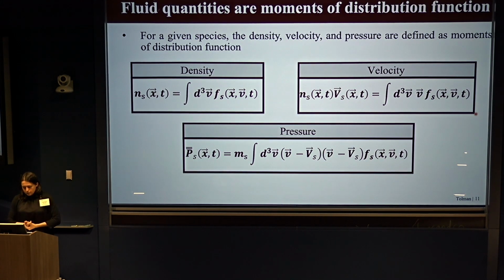So fluid quantities are moments of the distribution function. For a given species, the density, velocity, and pressure are defined as moments of the distribution function. So you can get the density of a species S by taking the distribution function of that species and integrating over velocity space. You can get the velocity of a species S by taking the distribution function of a species S, multiplying it by velocity, then integrating it over velocity space and defining it a velocity accordingly. And you can get the pressure of a species S by taking the distribution function of a species S, multiplying it by velocity minus the velocity of the fluid times velocity minus velocity of the fluid, and integrating over velocity space.